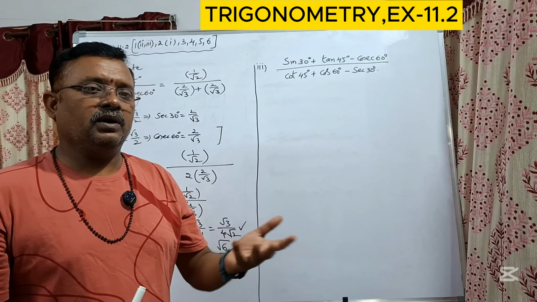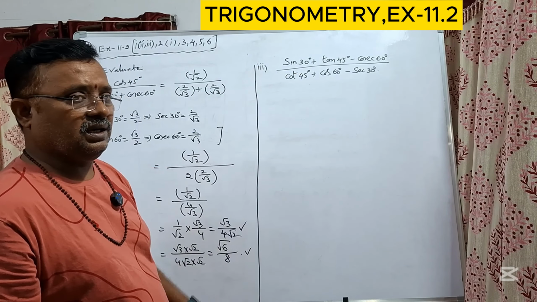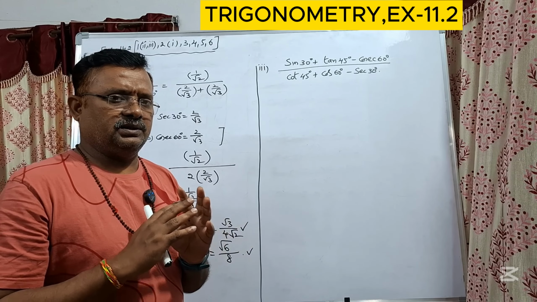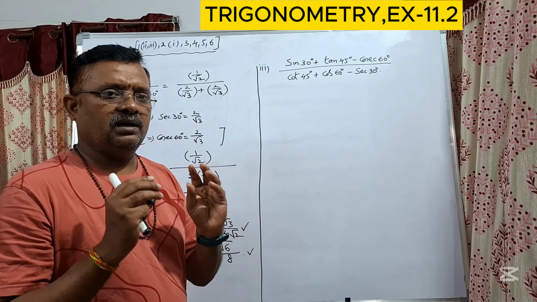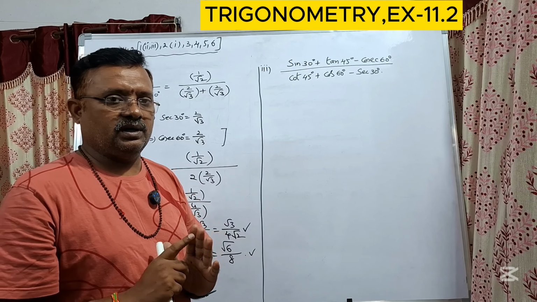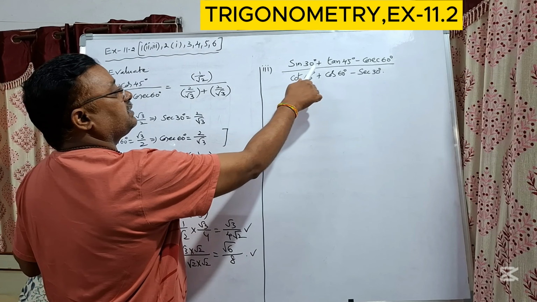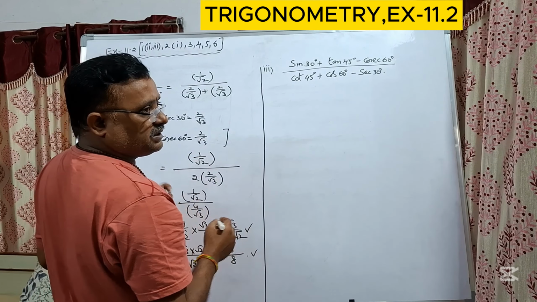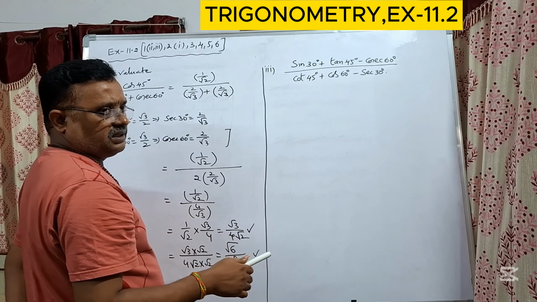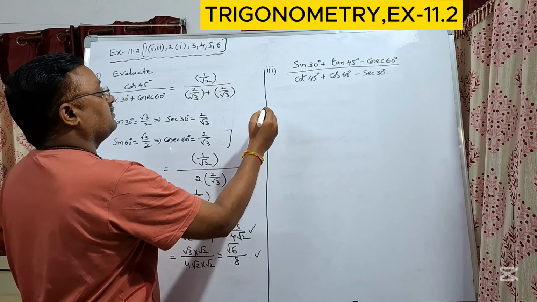One more model of this substitution and simplification pattern, that is the third question. Any type of question with different specific angles they can ask you. These are all sample models of how to recall, substitute and simplify. Now the third question: sine 30 degrees plus tan 45 degrees minus cosecant 60 degrees by cot 45 degrees plus cos 60 degrees minus secant 30 degrees. Just recall the formula, recall the table values, substitute and simplify.